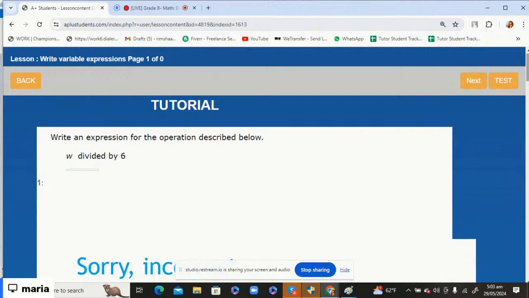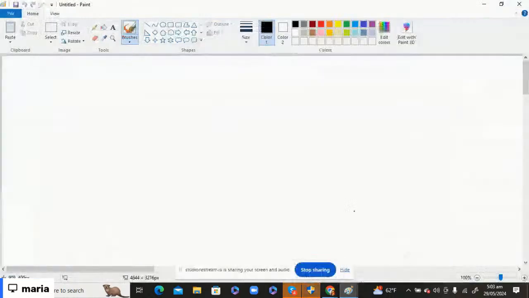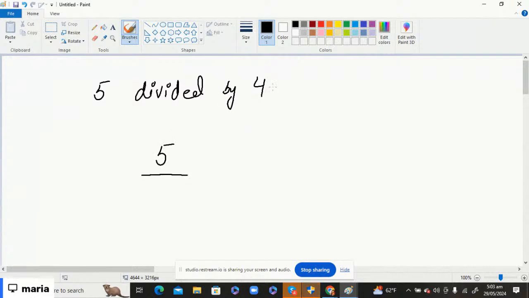Write an expression for the operation described below. W is divided by 6. First of all, let me tell you the meaning of division. If some numbers are divided, for example 5 divided by 4, it means you put 5 in the numerator and 4 in the denominator. This is the meaning of 5 divided by 4.